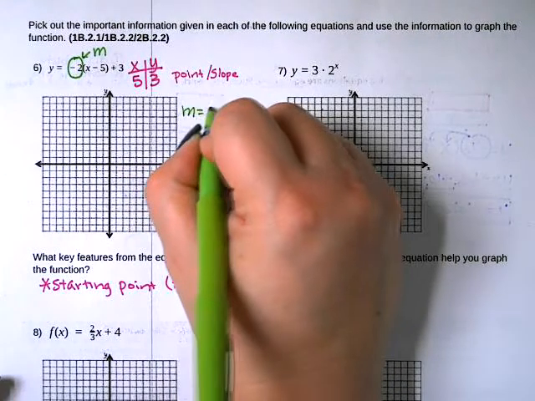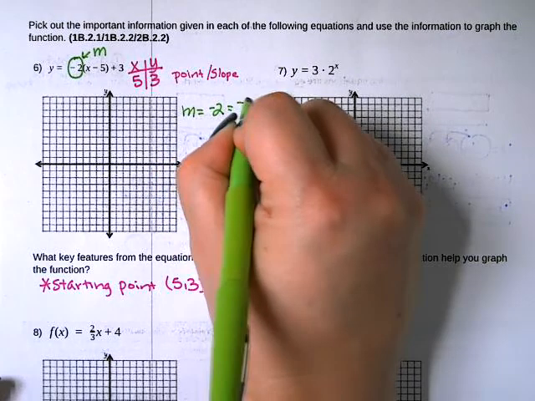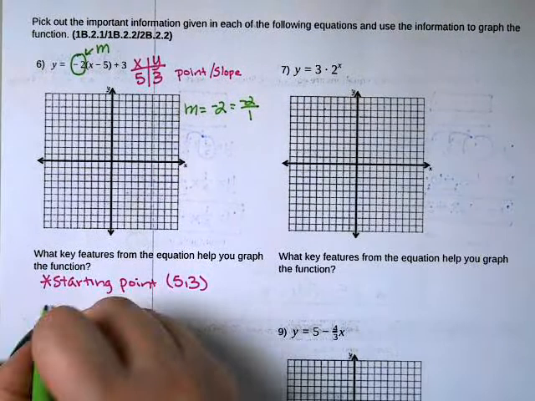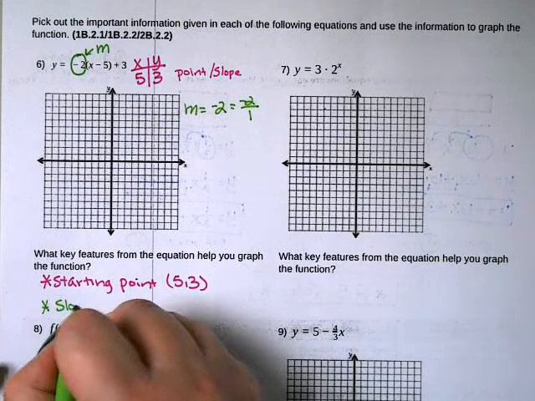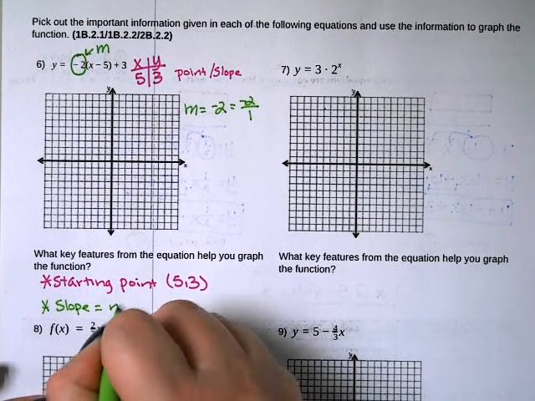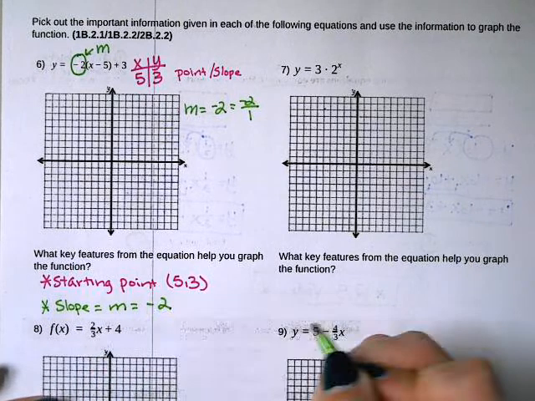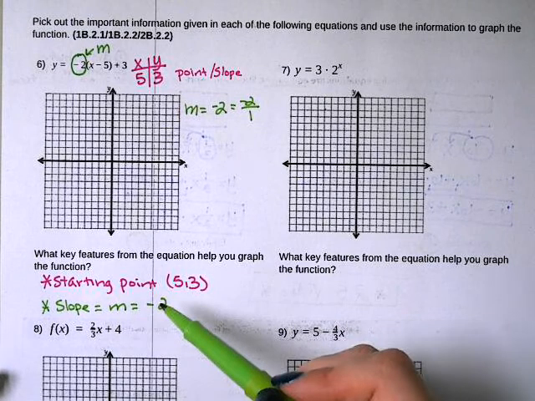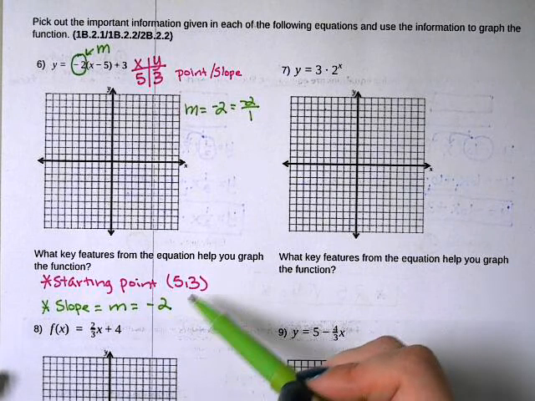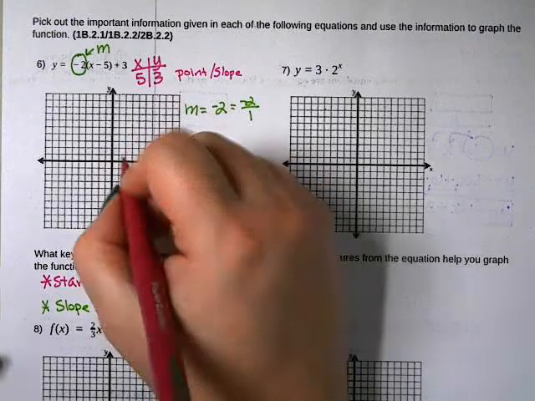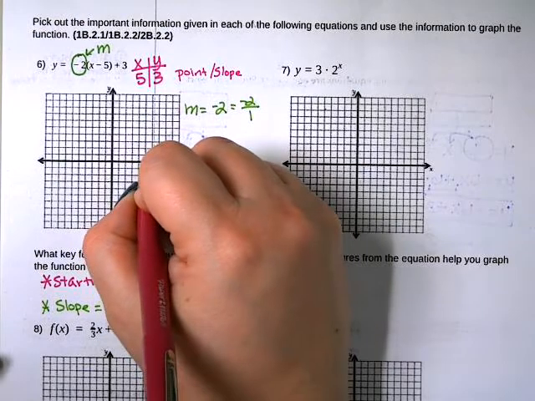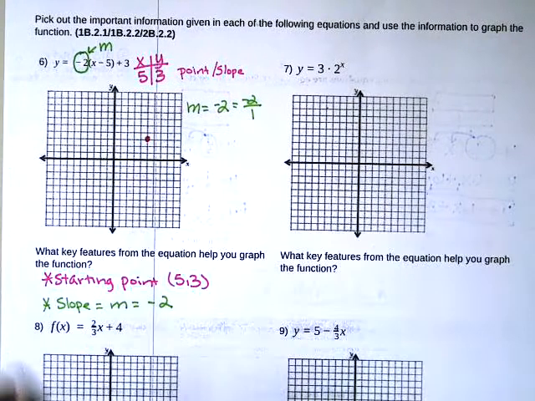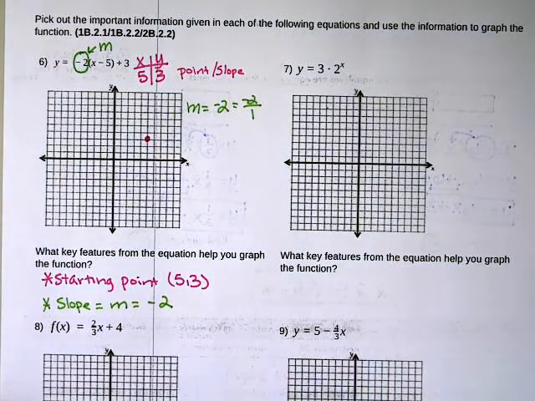So my slope is negative 2, which I can write as negative 2 over 1. So my slope, which is m, is negative 2. That's the other key feature from the equation that helps me actually graph the function. So I'm going to start at the point 5, 3. So 1, 2, 3, 4, 5, 1, 2, 3. That's my starting point. And now I'm going to use my slope in order to move.